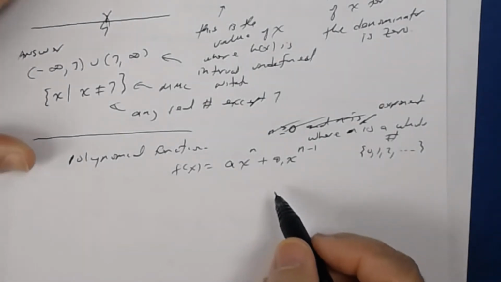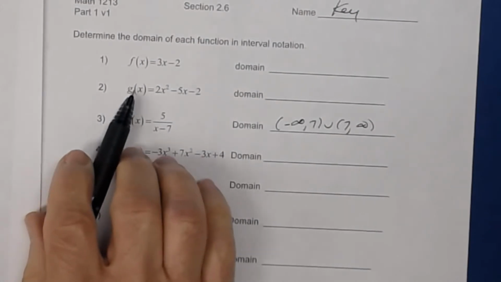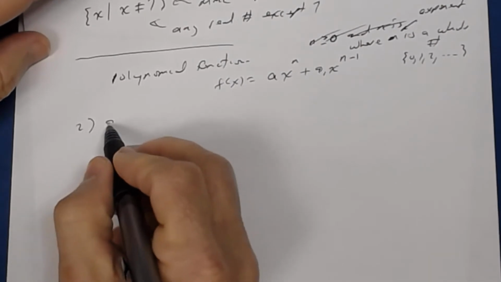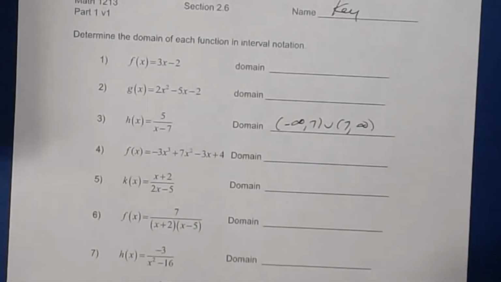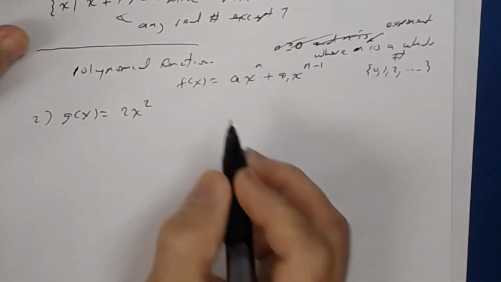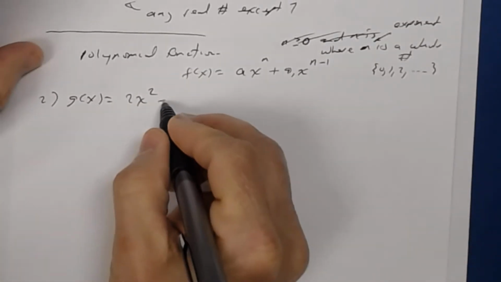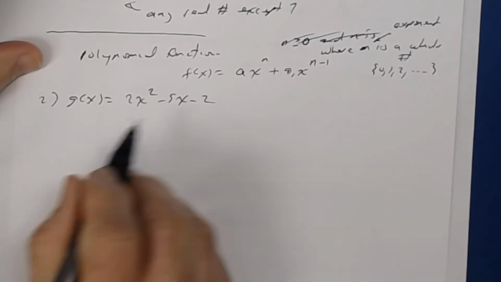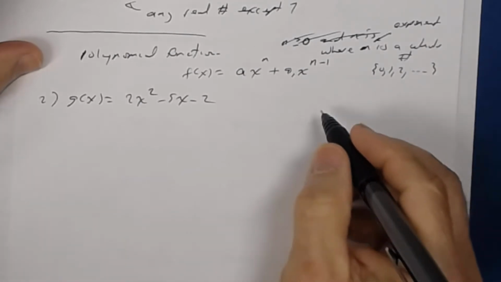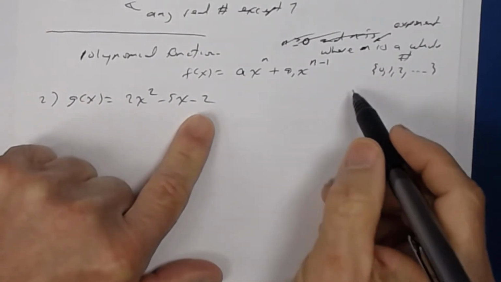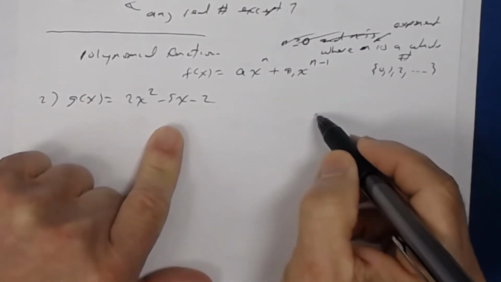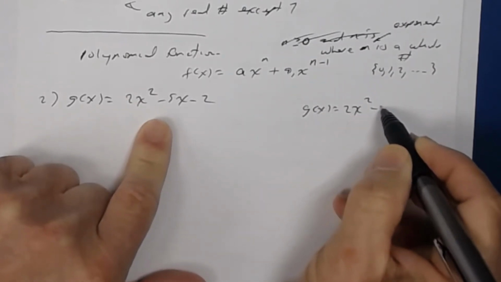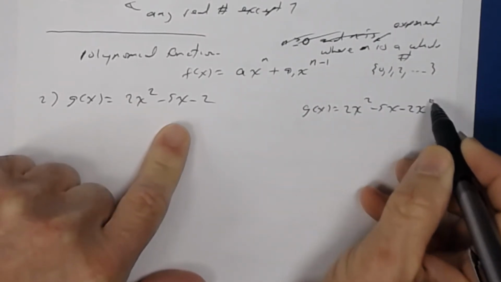All right, so for example, number 2. So see that in number 2, we have g of x equal 2x squared minus 5x minus 2. So notice this exponent's a whole number, this exponent's a whole number, then you have your constant, right? And keep in mind that you may say, well, where does 0 come in? Well, from here, watch. So g of x equal, this is the same thing as saying 2x squared minus 5x minus 2x to the 0 power.